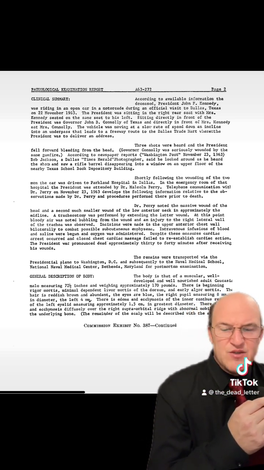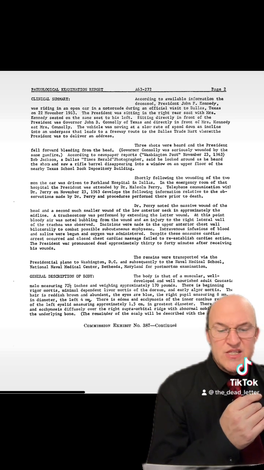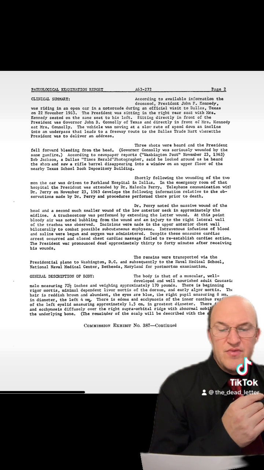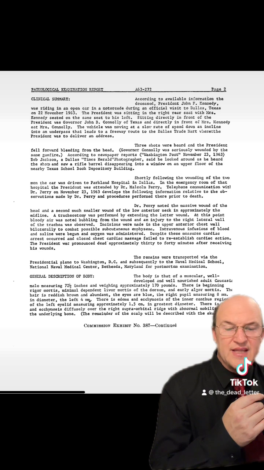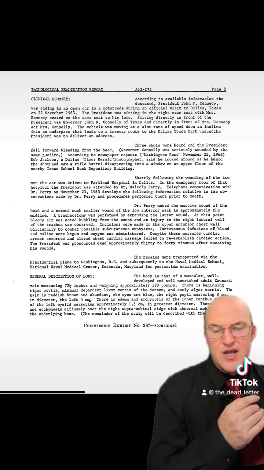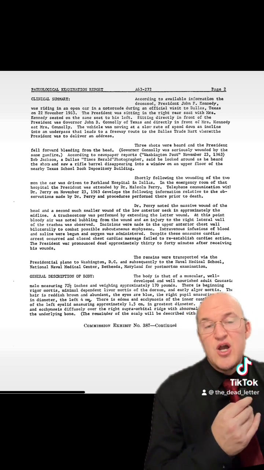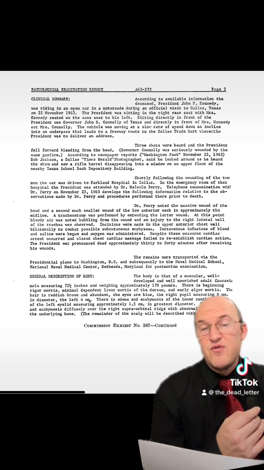Dr. Perry noted the massive wound of the head and a second, much smaller wound of the low anterior neck in approximately the midline. A tracheostomy was performed by extending the latter wound. At this point, the bloody air was noted bubbling from the wound, and an injury to the right lateral wall of the trachea was observed. Incisions were made in the upper anterior chest wall bilaterally to combat possible subcutaneous emphysema. So, in other words, they noticed the gunshot wound, which also involved the trachea. The trachea is another name for, or the medical name for the windpipe.